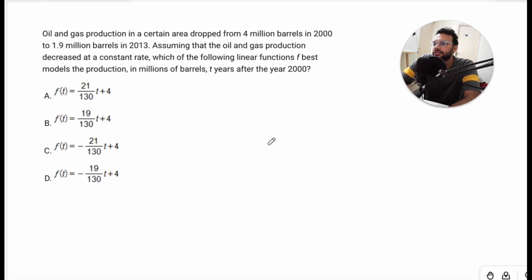Oil and gas production in a certain area dropped from 4 million barrels in 2000 to 1.9 million barrels in 2013. Assuming that the oil and gas production decreased at a constant rate, which of the following linear functions f best describes the production in millions of barrels t years after the year 2000?